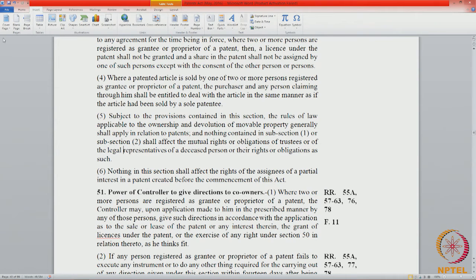Section 56. Nothing in this section shall affect the rights of assignees of a partial interest in a patent created before the commencement of this Act. Now, before the 1970 Act came into force, if there had been an assignment and an assignee gets a partial interest in a patent, a share in a patent, this provision will not apply to that assignee. So, it will be governed by the provisions of the earlier Act and the normal laws pertaining to assignment.